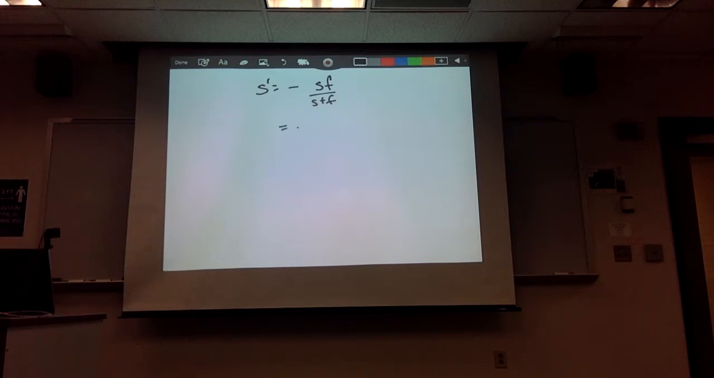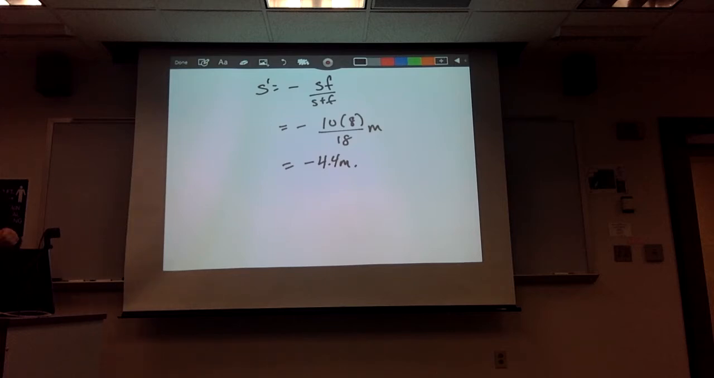Let's plug in our numbers. So it's going to be -10 times focal length, which is 8, divided by 18, and this all has units of meters. Looking at my numbers, assuming I can use my calculator, which is not always true, this works out to be -4.4 meters. Okay. Hopefully, assuming I know how to divide.